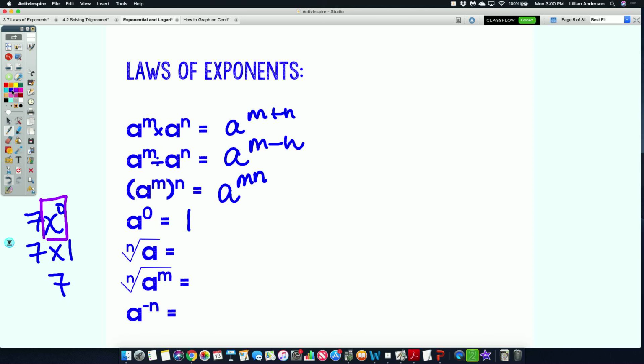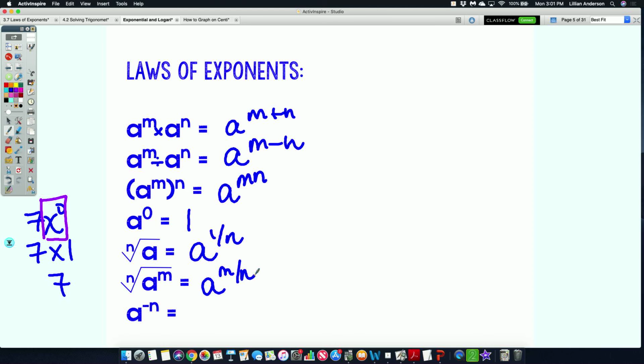What's another way I can write the nth root of a? A to the 1 over n. Very good. Okay, the more general form would be the next one. How would you write that? A to the m over n. Very good. Whatever the numerator of that rational exponent is, that is the power that the base is being raised to in that particular problem, and then the root is the denominator of that rational exponent.